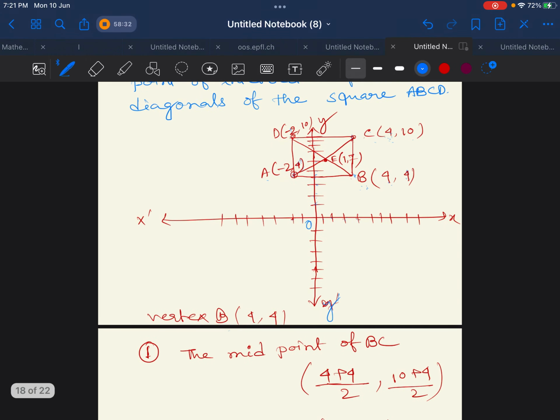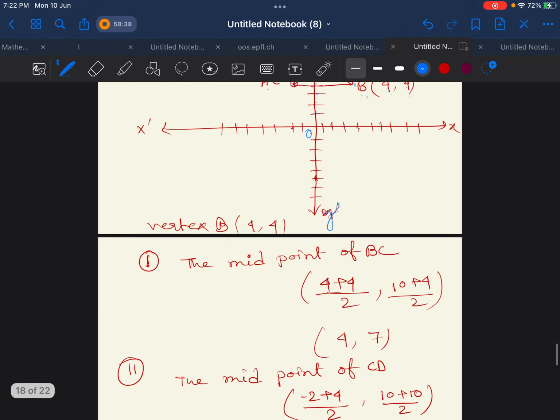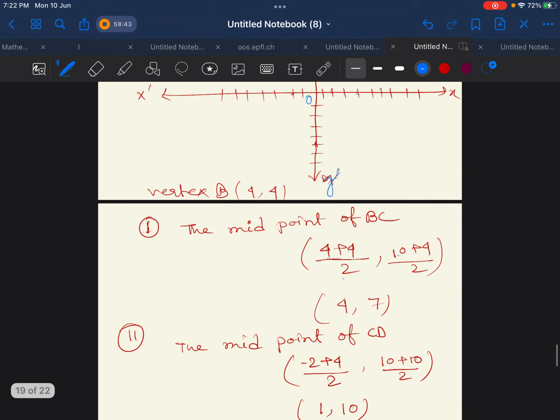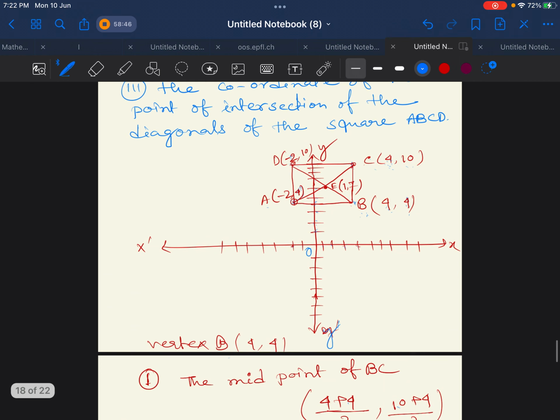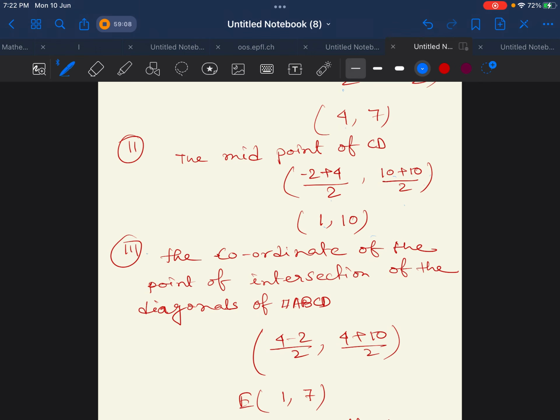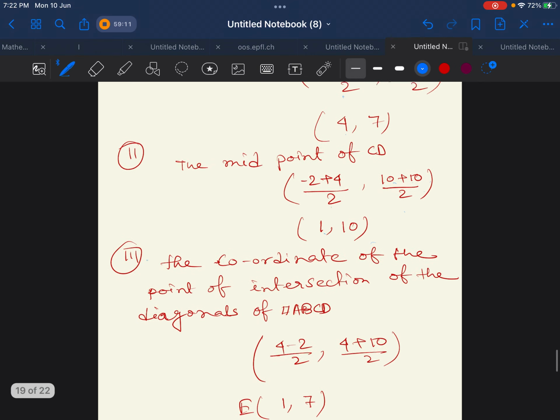We already learned how to calculate the middle point. So 4 plus 4 by 2, 10 plus 4 by 2. Okay, so 8 by 2 is 4, and 10 plus 4 is 14 by 2 is 7. Next, the middle point of CD. We also learned how to calculate it. So 4 minus 2 by 2, 10 plus 10 by 2. So we get 2 by 2 is 1, and 10 plus 10 is 20 by 2 is 10.